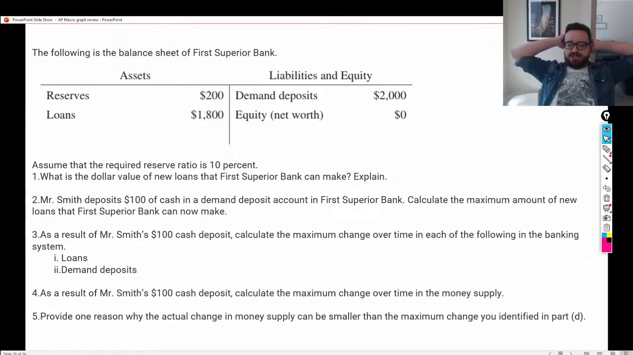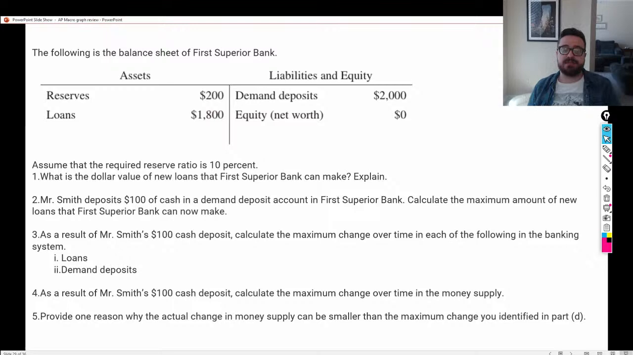So we've got this bank balance sheet of First Superior Bank. They've only got $200 in reserves and $1,800 in loans and $2,000 in demand deposits and $0 of equity. I can ignore the equity because there's zero. Here's the important thing to tell off of this balance sheet: for the reserves, they have not specified whether those are required reserves or excess reserves. I've got to figure it out.